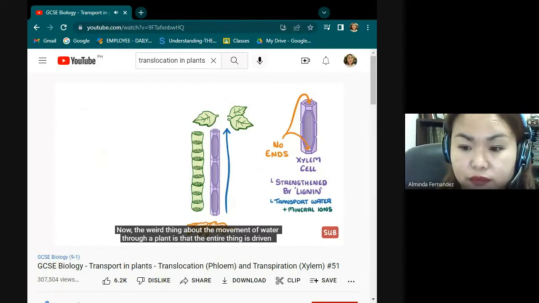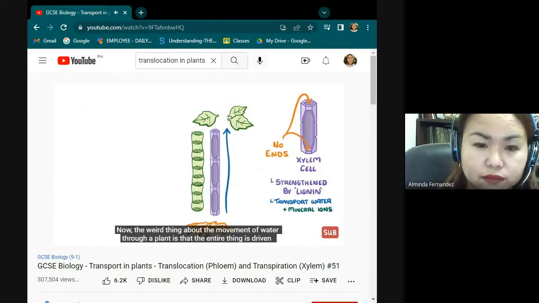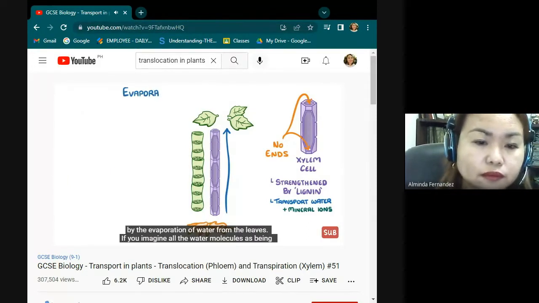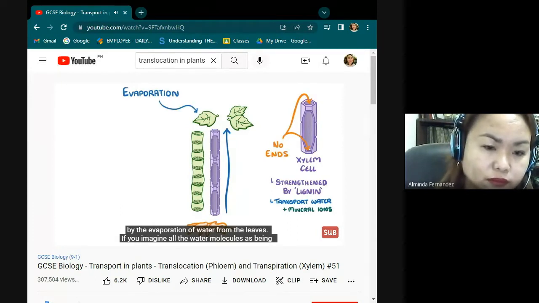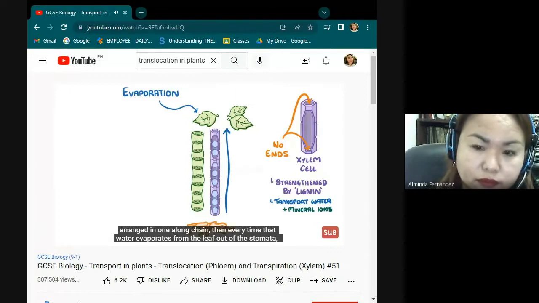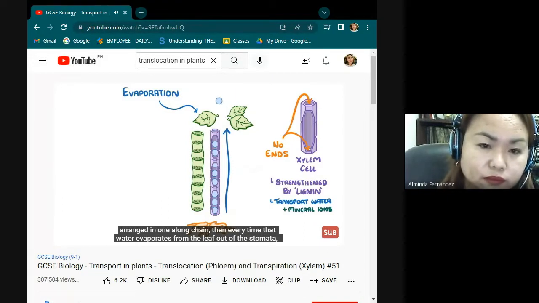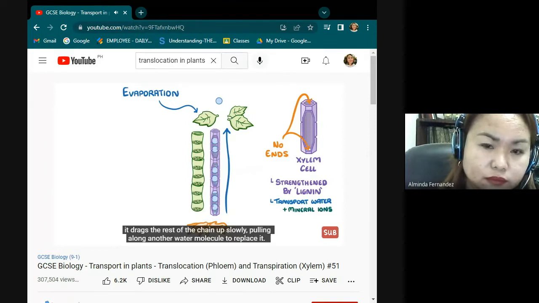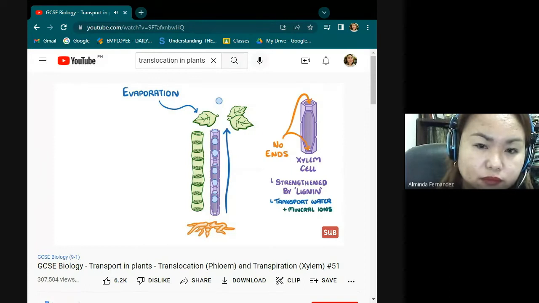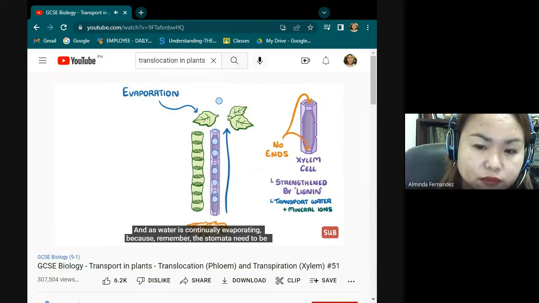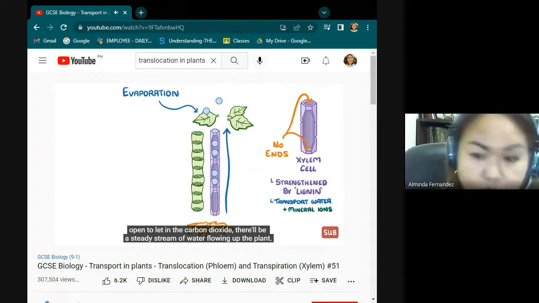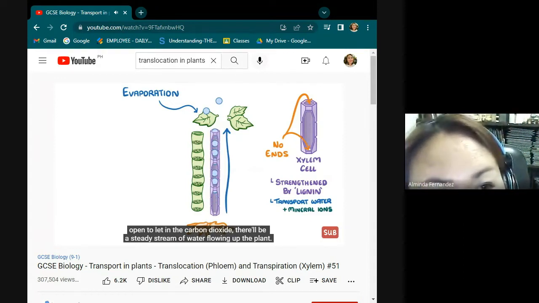Now, the weird thing about the movement of water through a plant is that the entire thing is driven by the evaporation of water from the leaves. If you imagine all the water molecules as being arranged in one long chain, then every time the water evaporates from the leaf out of the stomata, it drags the rest of the chain up slowly, pulling in other water molecules to replace it. And as water is continually evaporating, because remember this tomato needs, there'll be a steady stream of water flowing.